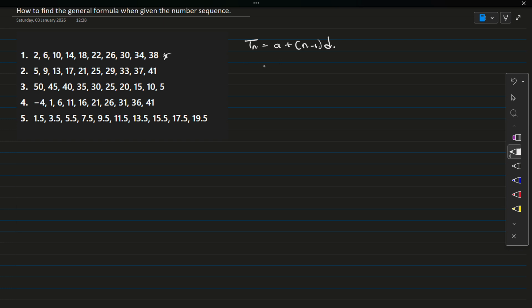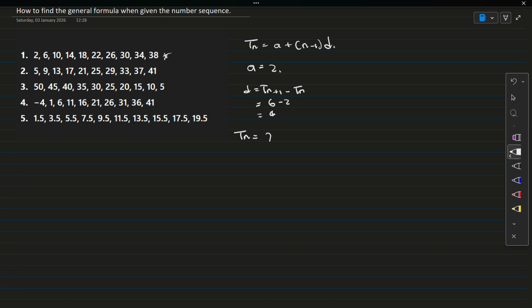The first thing you need to know, we're going to be doing the first one. Our a is the first term, meaning a is going to be 2. Then d is equal to Tn+1 minus Tn, which means it's the difference between two consecutive terms. So we're going to use term 2 and term 1, which is 6 minus 2, which means our difference is 4.